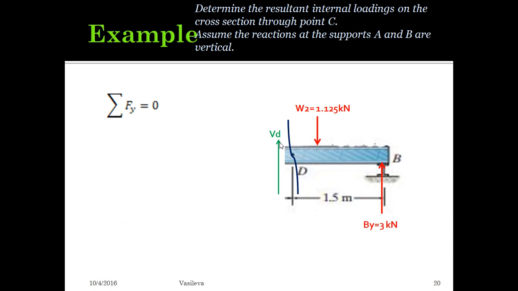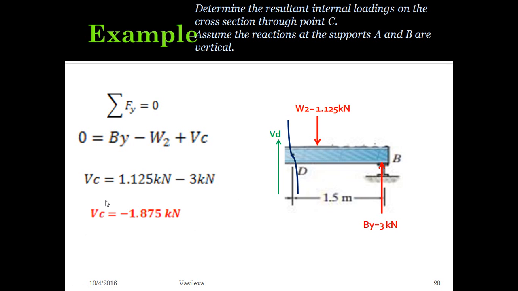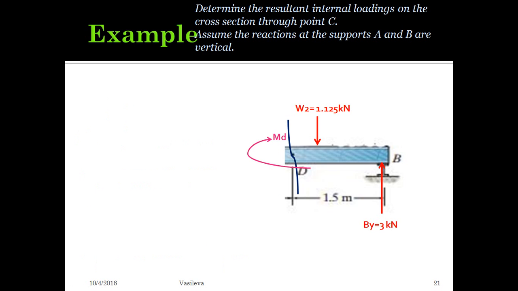Now, we could have drawn VD upward originally and solved for it that way. Then we end up with VD plus BY minus W2, and here you end up with VD equals negative 1.875 kilonewtons. So you end up with a negative. That means that the direction that I drew is not correct. It should actually be the opposite direction. So once again, we end up with VD is 1.875 kilonewtons downward. That should prove to you that no matter which way you draw it to begin with, you will end up with the correct number in the correct direction.